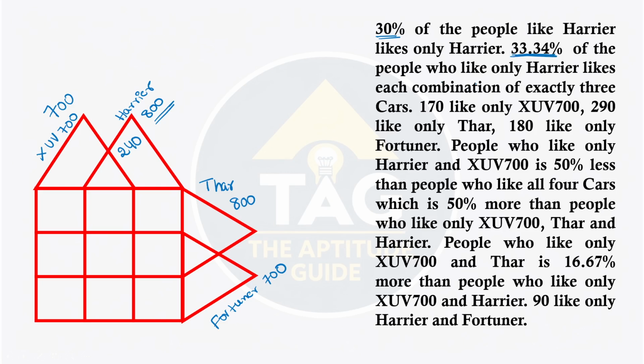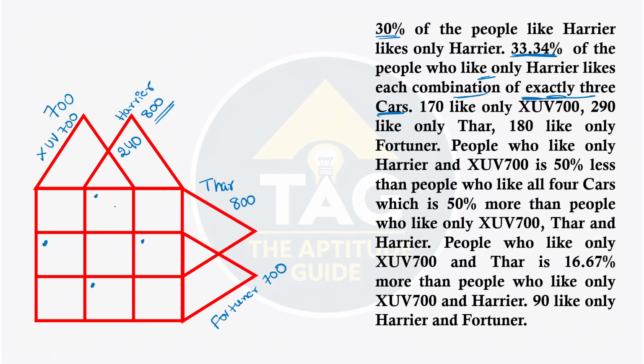One third of the people who like only Harrier likes each combination of exactly 3 cars. So exactly 3 cars, where should we write? 1, 2, 3, and 4. So they are the 4 areas which represent people who like exactly 3 cars.